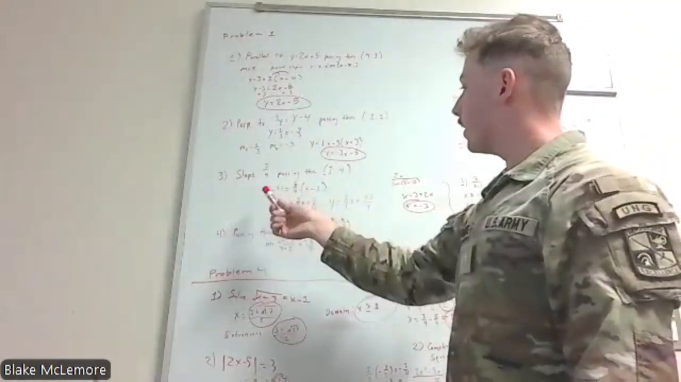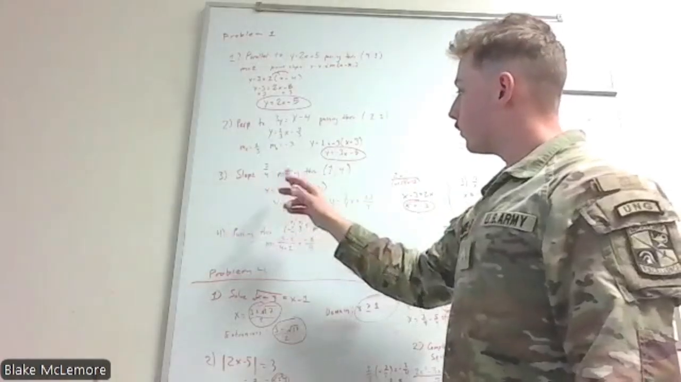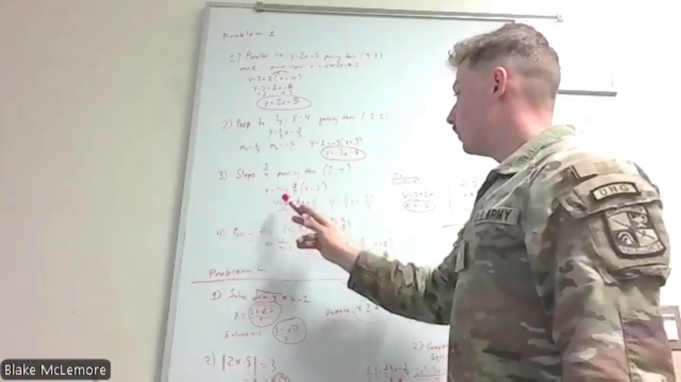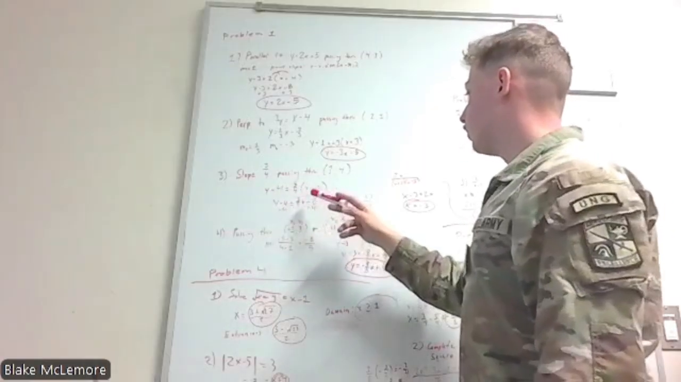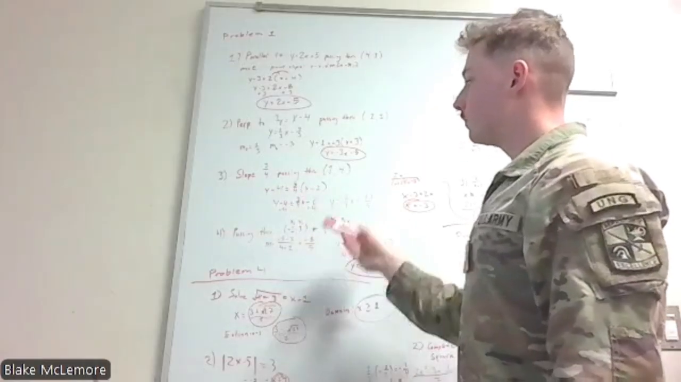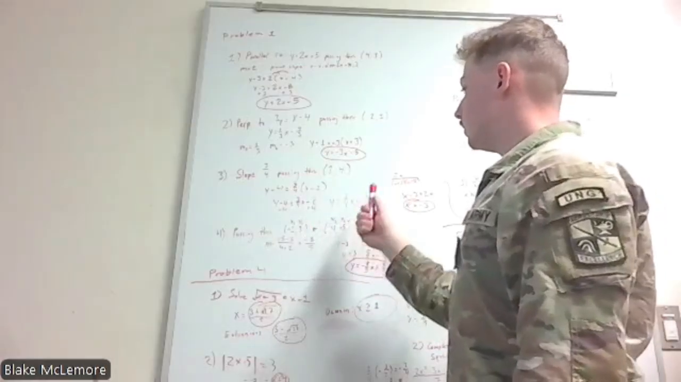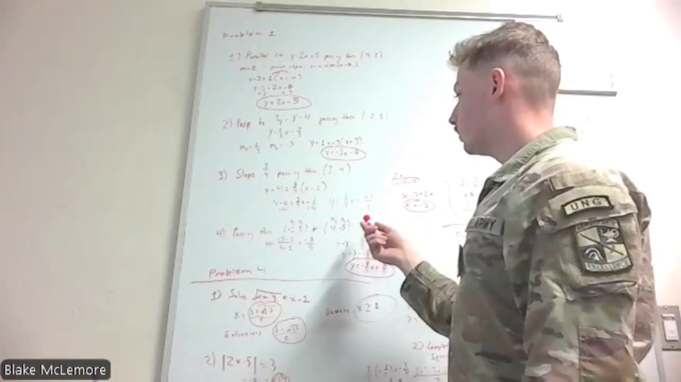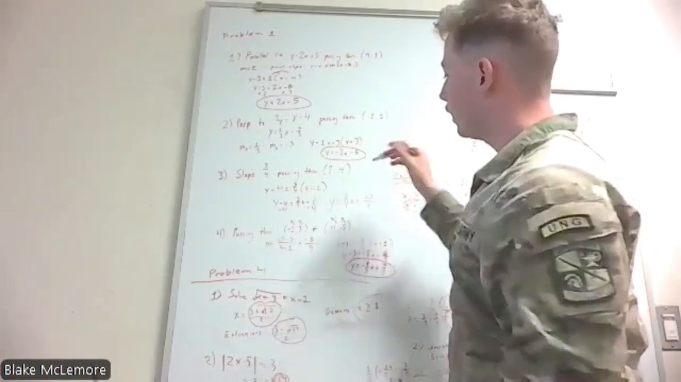So now we have slope of 3 over 4 passing through 1 comma 4. So now you do point slope. y minus 4 is equal to 3 over 4 times x minus 1. Add 4, you get y equals 3 over 4x plus 13 over 4. That's your final answer. I forgot to scribble that.